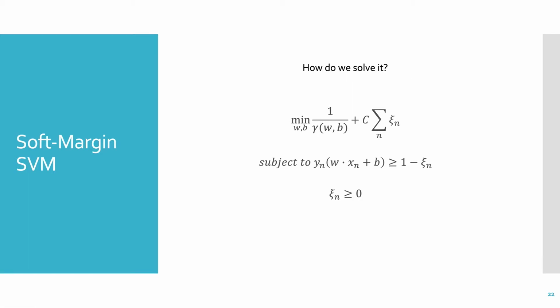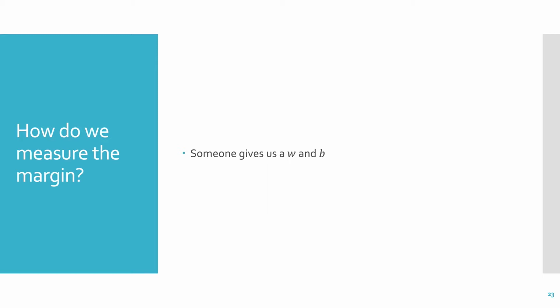Okay, we wrote down an optimization problem. How do we solve it? First off, how do we measure the margin? Let's assume that someone gave us a W and B and we want to calculate the margin. The hyperplane will be exactly halfway between the nearest positive point and the nearest negative point. If not, the margin could be made bigger by simply sliding it one way or the other by adjusting the bias B.